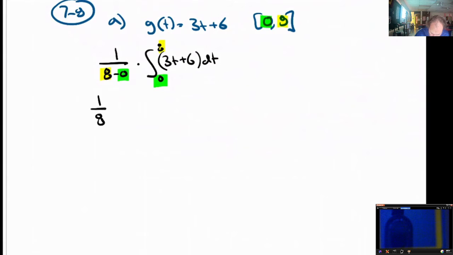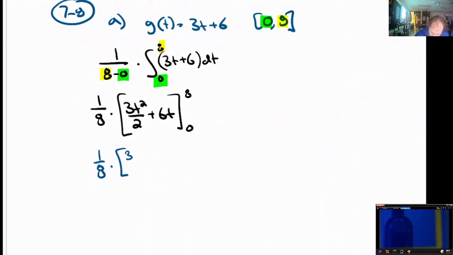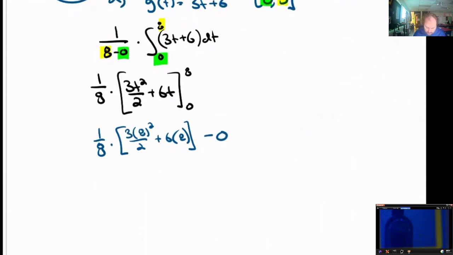Let's leave 1/8 out in front. We'll have 3t squared over 2 plus 6t. That's the antiderivative. And we're going to evaluate that antiderivative from 8 to 0. And that's a really nice one because plugging in 0 will just give us 0. So all we really need to do is plug in 8. So we have 1/8 times 3 times 8 squared over 2 plus 6 times 8. And I will just put a minus 0 on there because we are evaluating that.